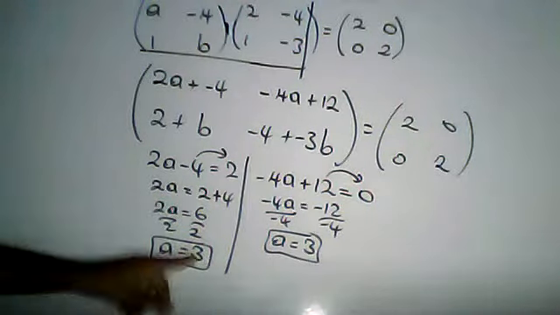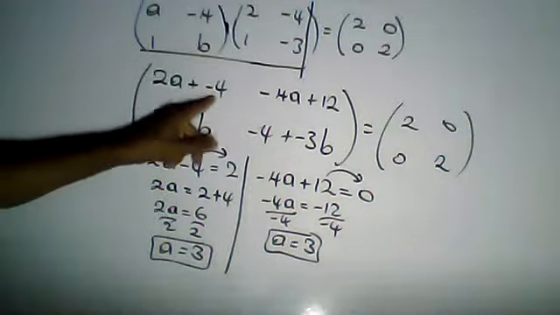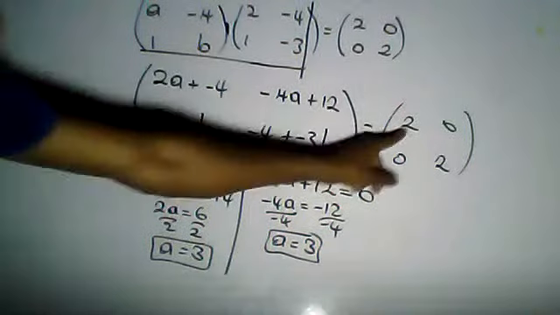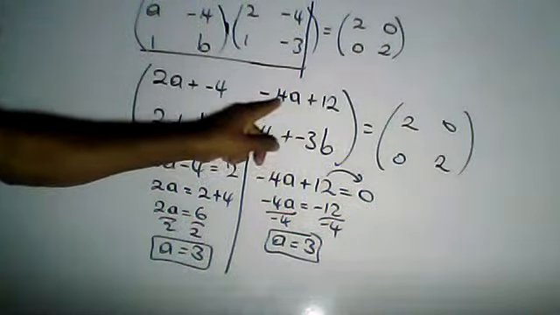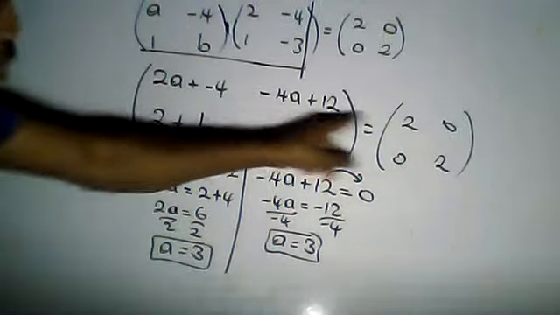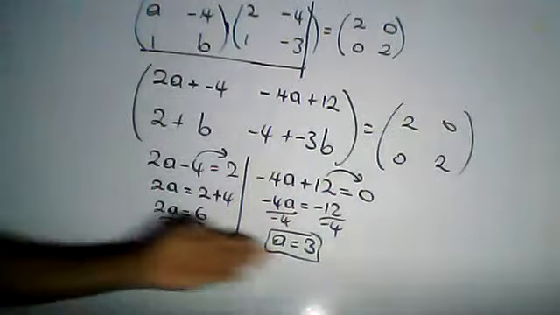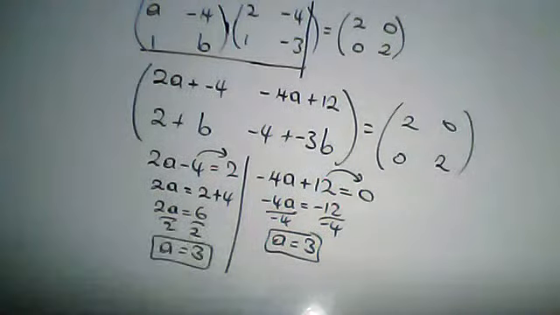So A is 3. So 3 times 2, that is 6. 6 minus 4, that is 2. Right here, minus 4 times 3, that is negative 12. Negative 12 plus 12 minus 2 gives us 0. So that means A is correct. I get it now.